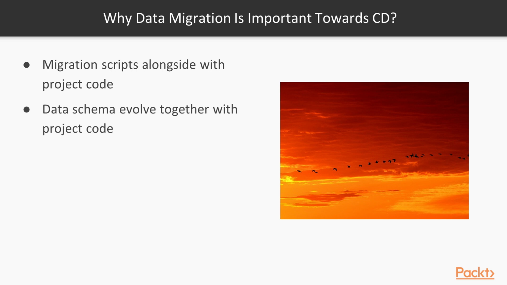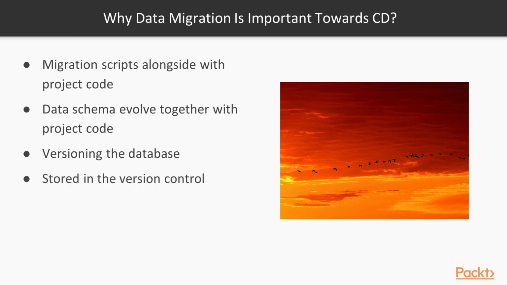Also, the database schema evolves together with the project code. It's easier for developers or different members of the team to understand what is the version of the database which is compatible with the version of the app. Additionally, we have the versioning of the database, so we can query to exactly see what is the version that we are running in that specific environment. And more important than that, we can store migrations in the version control, so we can track changes across time.